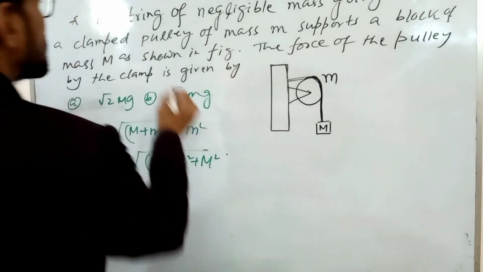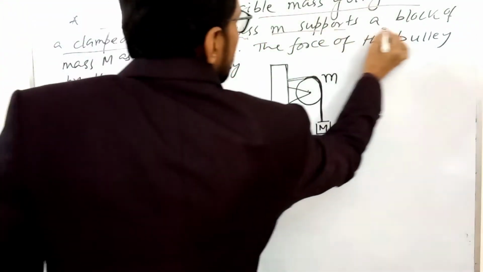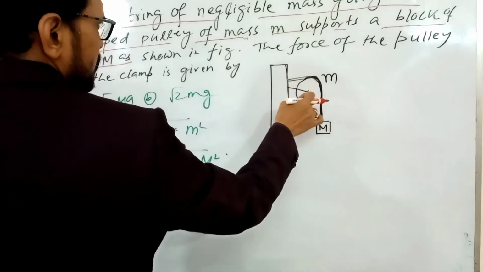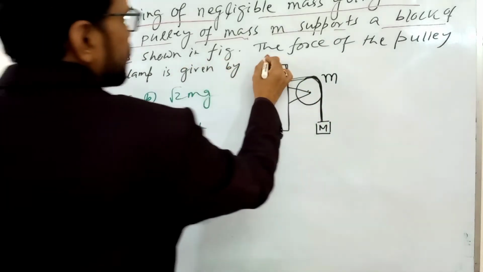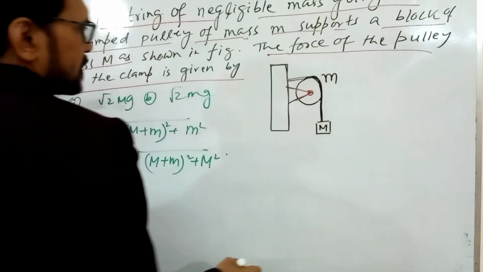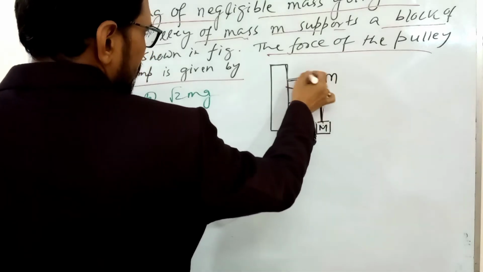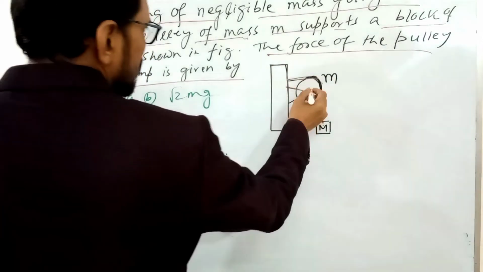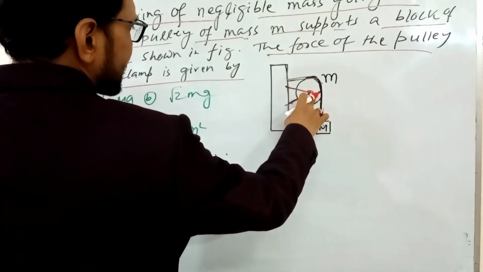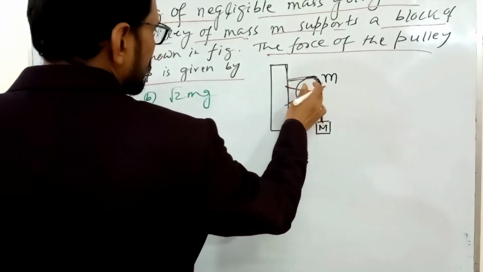Now the next problem: a string of negligible mass going over a clamped pulley of mass m supports a block of mass m, as shown in the figure. The force on the pulley by the clamp is given by... This is the clamp, this is the string; the block is hanging from this pulley by the string, and the pulley is supported by the clamp. Now what is the force acting on the pulley by the clamp?